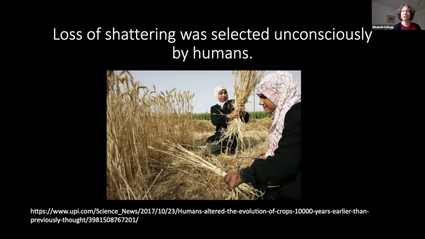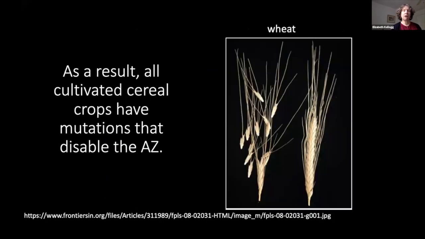It probably took quite a while for this set of mutations to get fixed. But basically what it means is that all the domesticated cereals are natural mutants in which shattering is lost. So mutations that disable the abscission zone. And a lot of what we know about abscission zones comes from these wild-domesticated comparisons. And I'll be referring to a number of these through the talk.